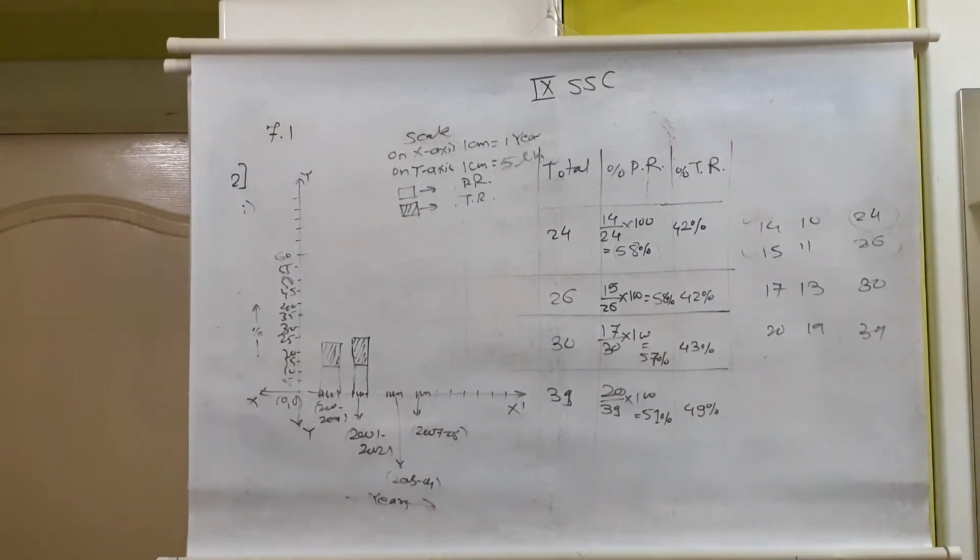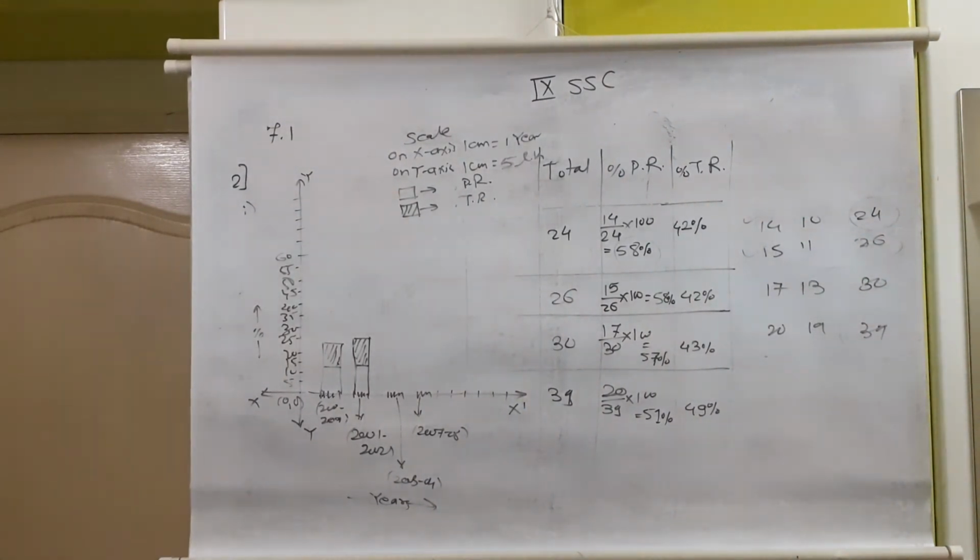And question number 2 of 7.1 we completed here. Here we have a total of 2 graphs, subdivided and percentage. I hope you people understood it.